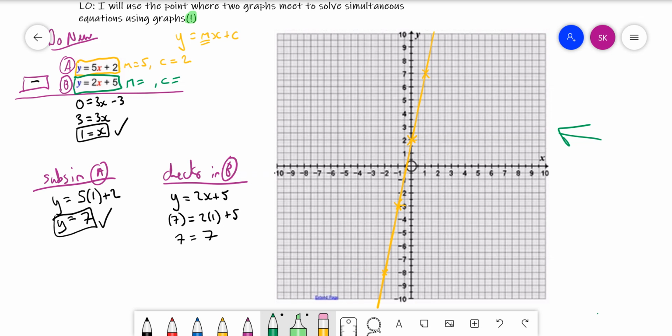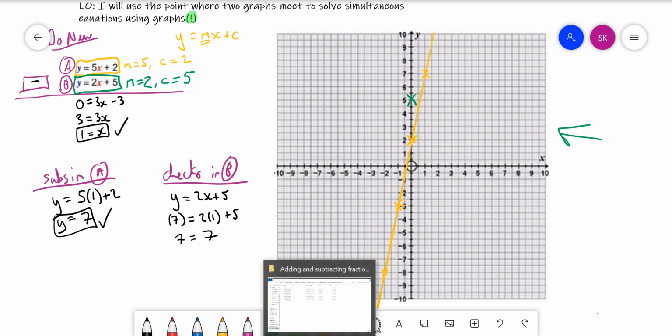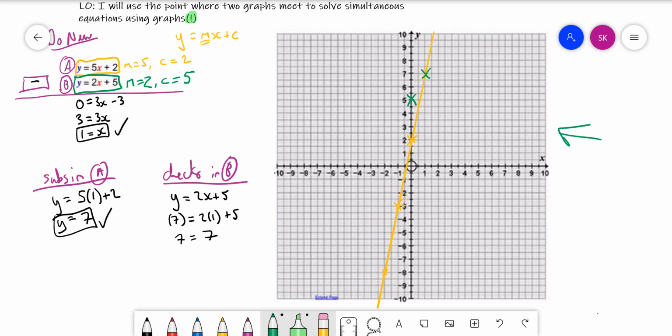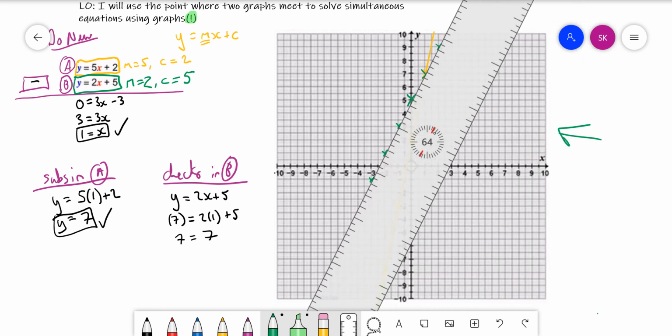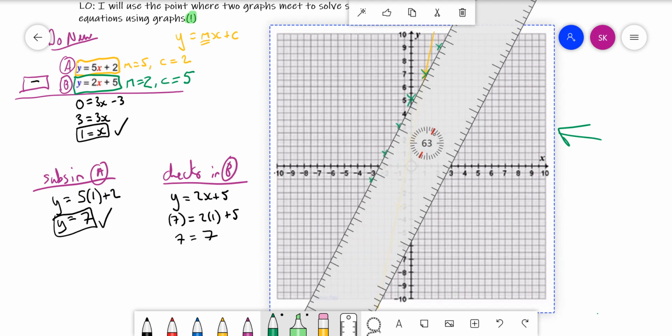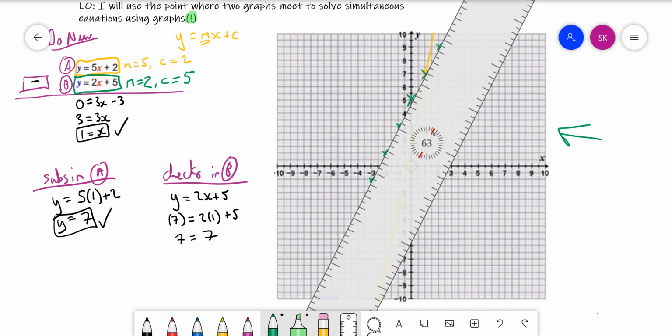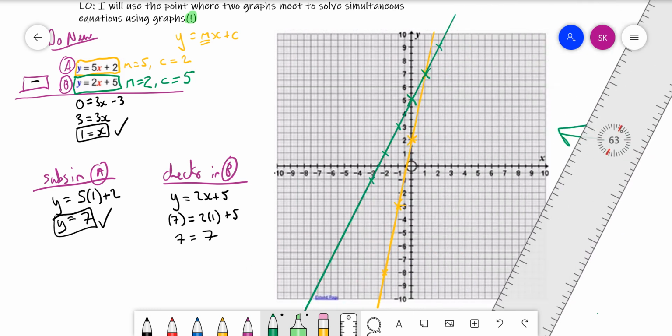All right, so for this green one, for equation B, m is 2, which means for every one to the right, it goes up by 2. c, the y-intercept, is 5, which means it crosses the y-axis at this point here. One to the right, up by 2. And then going down, 2 down, 1 across, 2 down, 1 across, 2 down, 1 across, and you can see it's following that pattern. So I'm going to get my ruler and join all these up nicely.